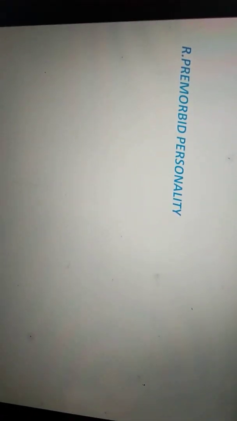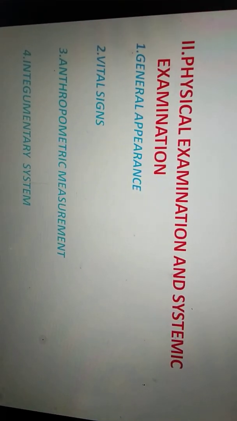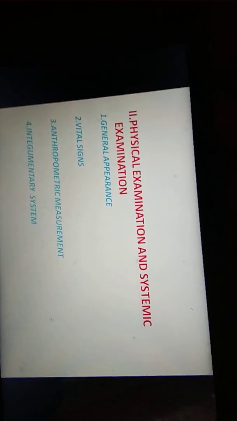Then the next one, the second one, is physical examination and systemic examination. Please remember, after collecting the history from the patient, the next foremost thing is doing a physical examination or systemic examination on the patient. Okay, because when the patient says something, we can listen, and informants also, but when we do the physical examination or systemic examinations as a nurse, then you can understand clearly whether there is a correlation with whatever they have said or not, we can identify.